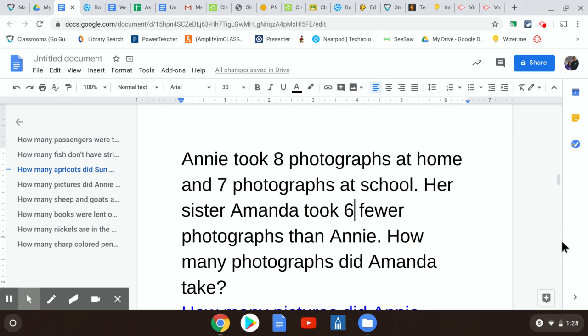It says Annie took 8 photographs at home and 7 photographs at school. Her sister Amanda took 6 fewer photographs than Annie. How many photographs did Amanda take?